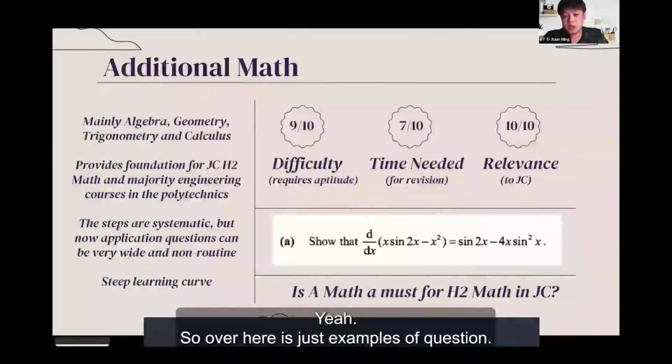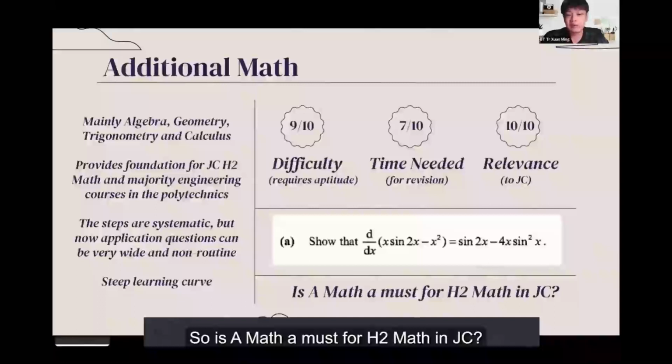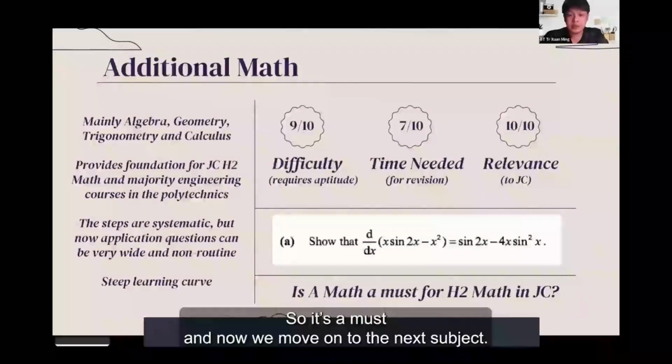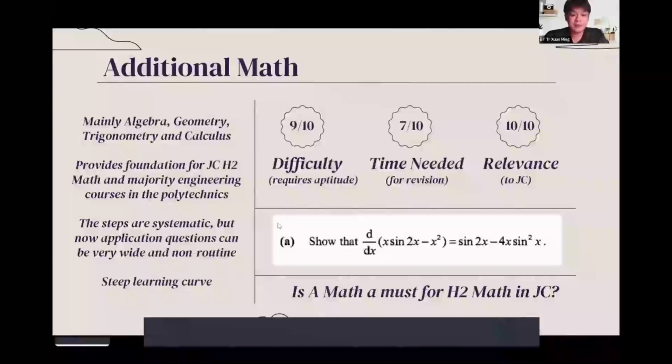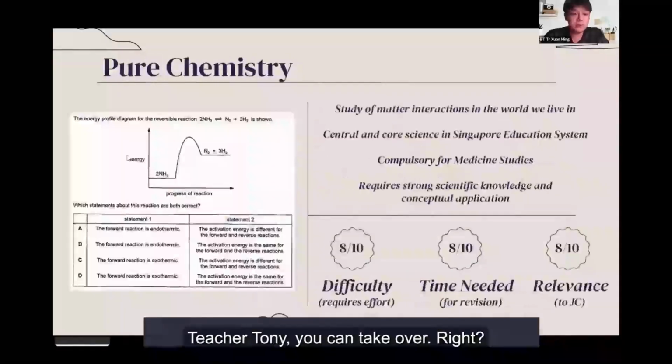Yeah. So here is just an example of the question. Is A-math a must for H2 math in JC? We would say a resounding yes. So it's a must. Okay, now we move on to the next subject. Teacher Tony, you can take over.